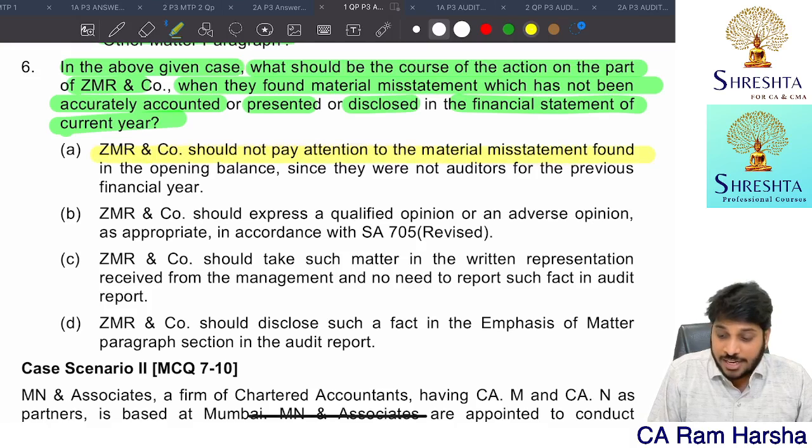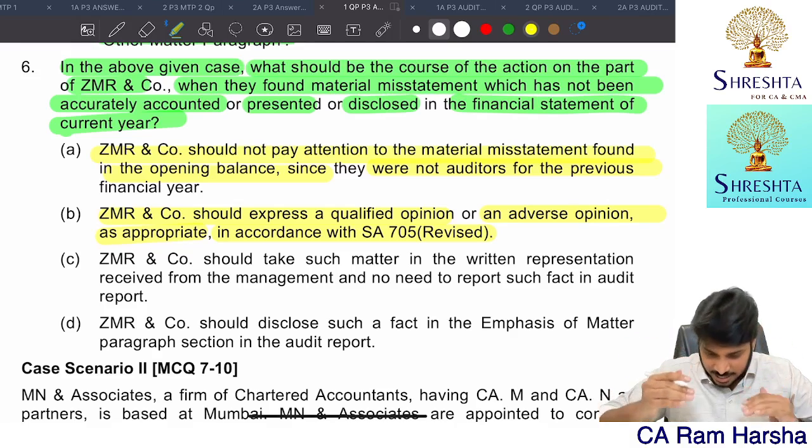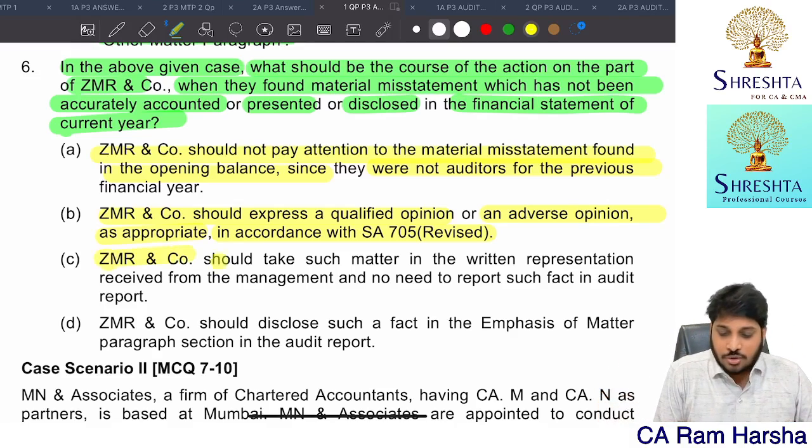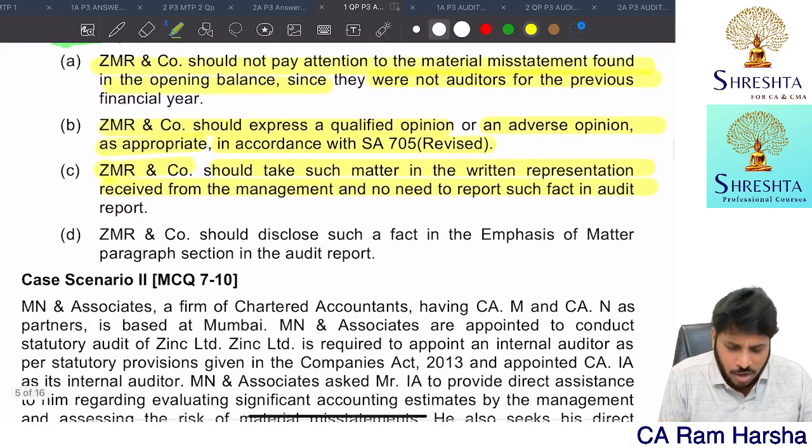ZMR should not pay attention to the MMS found in opening balance since they were not the auditors. Wrong. ZMR & Co. should express a qualified opinion or adverse opinion as appropriate. Yes, it is correct. But let's see, is there any other better option? ZMR & Co. should take such matter in the written representation received and no need to report the fact in the audit report. That's wrong. ZMR & Co. should disclose such fact in emphasis of matter.